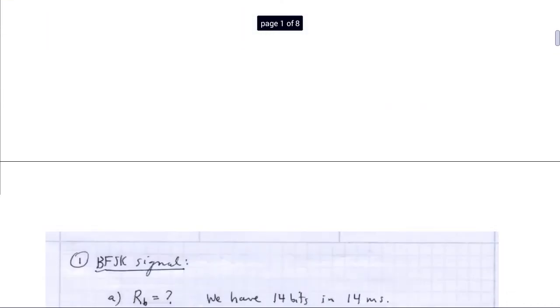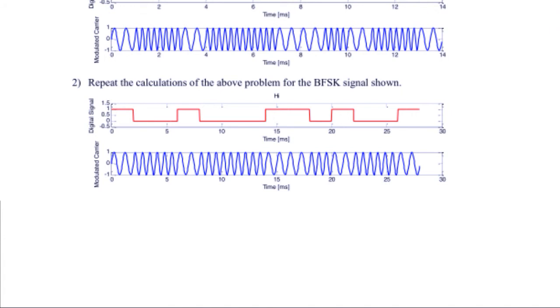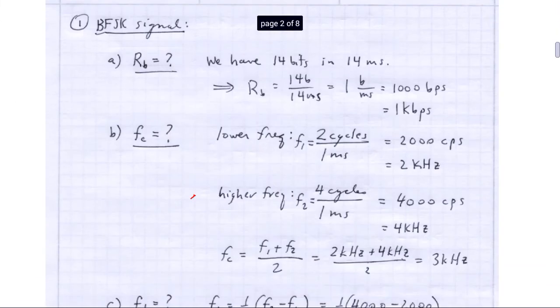Problem 2 is very similar, except we have a slightly different thing going on here. In fact, we've sent 1, 2, 3, 4, 5, 6, 7, 8, 9, 10 bits in 20 milliseconds. And so we're sending 1 bit every 2 milliseconds, so that's 500 bits per second. And if you look at the frequencies here, you'll see that we have 2 periods per bit for the lower frequency. For the higher frequency, we have 1, 2, 3 periods per bit, looking at this little section here. And so that gives us the following calculation.